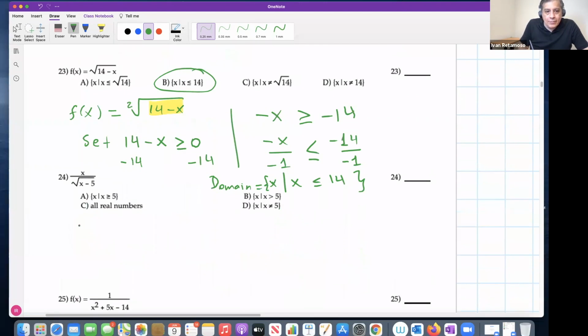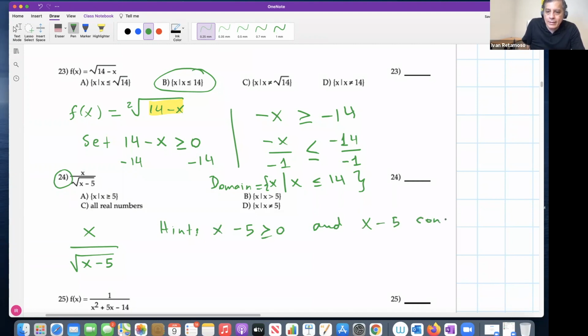Let's finish with this. Can you figure out number 24? This is very tricky. Two forms combined: the radical form, the square root form, but also the fraction form. So you cannot let the denominator be 0, but also you cannot let x minus 5 be negative. So, hint: x minus 5 greater than or equal to 0, and x minus 5 cannot be 0.